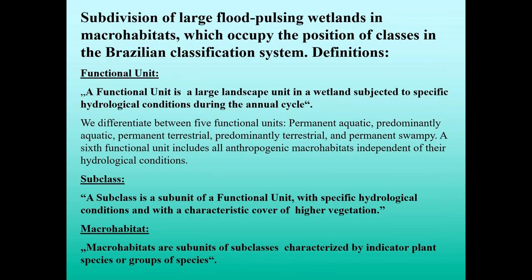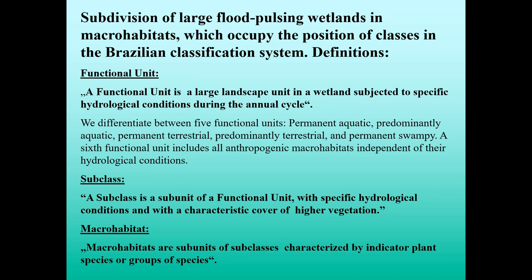So how can we subdivide the large floodplains and wetlands in macro habitats, to define the macro habitats? The large wetlands occupy in the Brazilian classification the level of a class. Then we introduced the term functional unit. A functional unit is a large landscape unit in a wetland subjected to specific hydrological conditions during the annual cycle. We differentiate between five functional units: permanent aquatic, predominantly aquatic, permanent terrestrial, predominantly terrestrial, and permanent swampy. A sixth functional unit includes all anthropogenic macro habitats independent of the hydrological conditions.